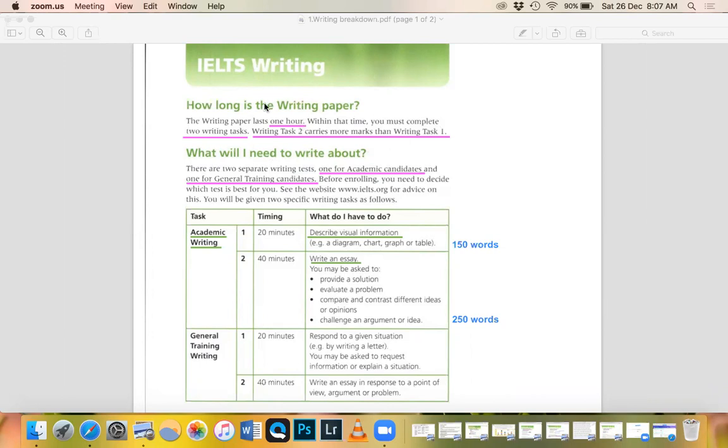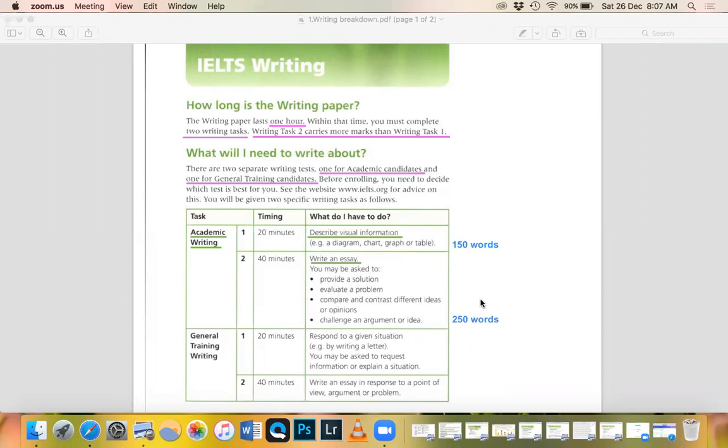So the paper lasts 1 hour. And within this 1 hour, there are 2 writing tasks, task 1 and task 2. This is important. Task 2 is worth more marks than task 1. Okay, it's worth twice as much. This is because task 1 is only 150 words and task 2 is 250 words.